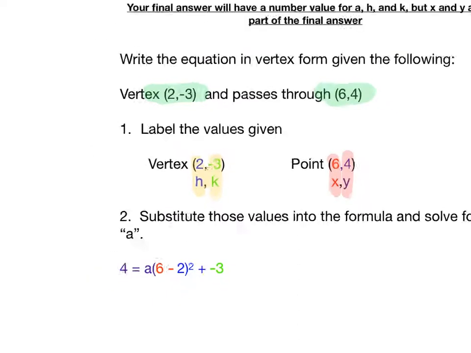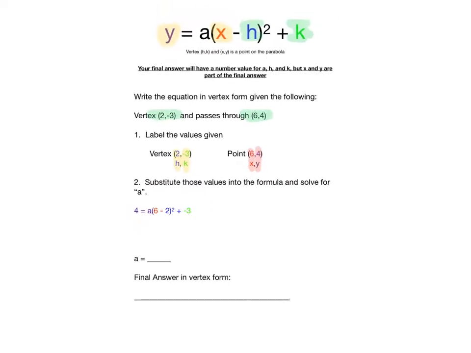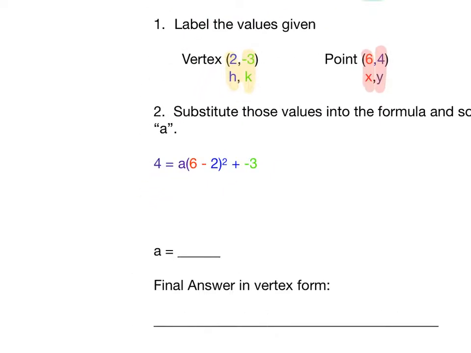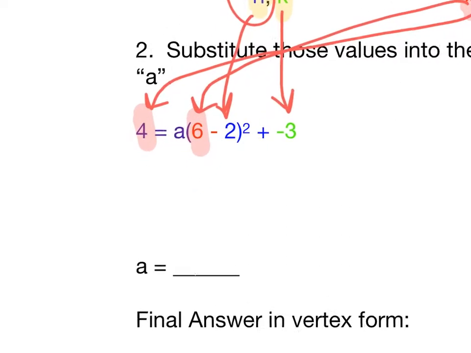Then if we have our vertex form, all we are really doing is substituting in and evaluating. I know my y value is 4, so I'm going to take out y and put 4 in its place. I know my x value is 6, so that's coming from right here. I know my h value is 2, so I'm going to substitute 2, and I know that my k value is -3. Then all I'm really doing is using my order of operations and solving.